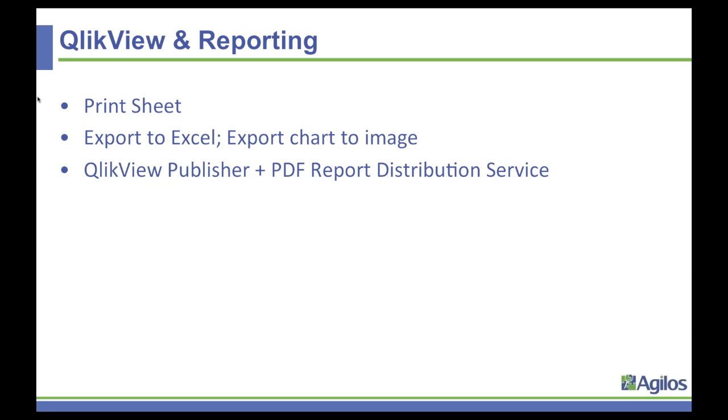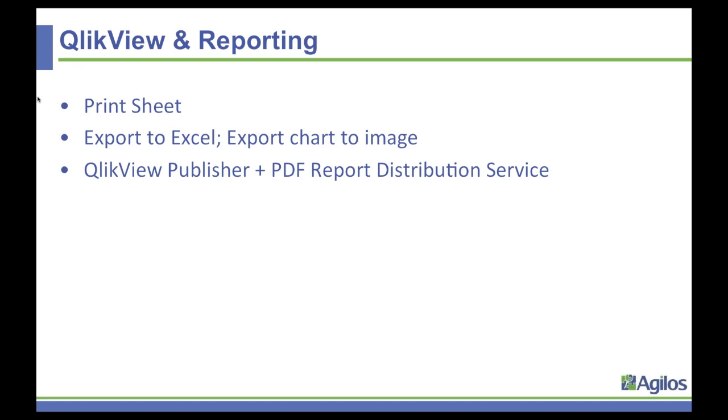The first one is a very simple one, is a print sheet. So it prints what you see on the screen, but it gives also the objects you don't want to see in your report, such as list boxes and so on. So print sheet is a very basic form of printing, but it's not really used by users as a really full functional printing capability.